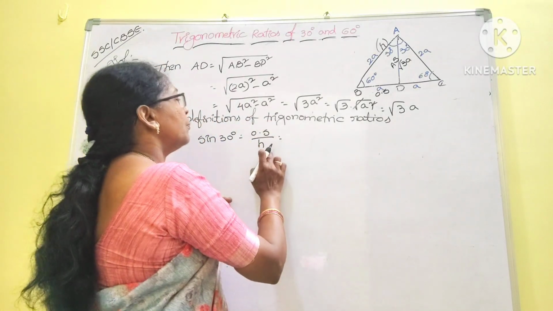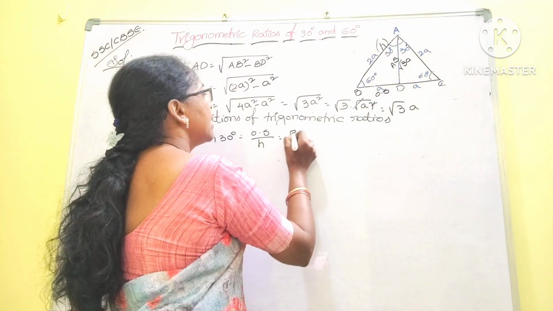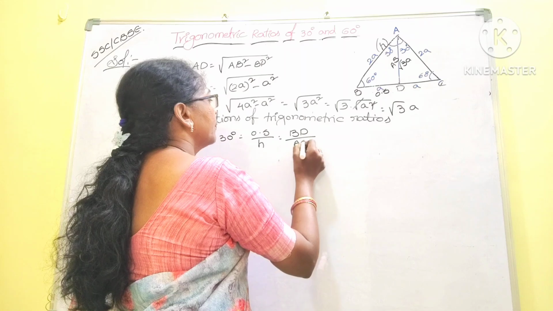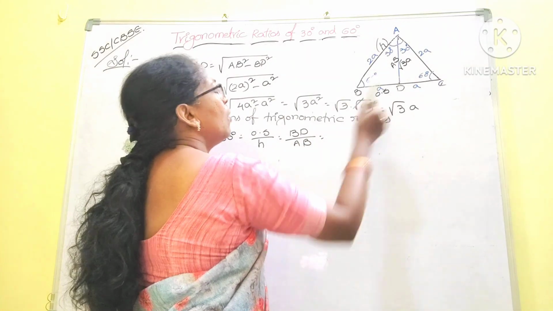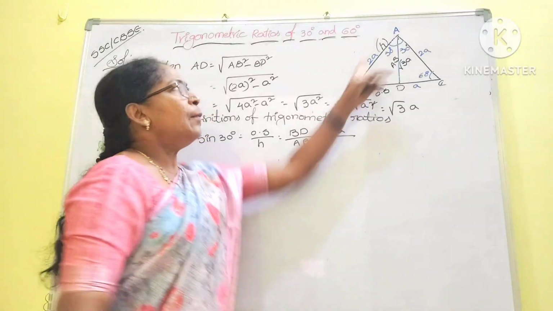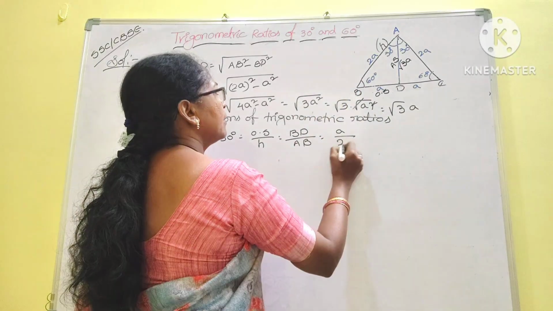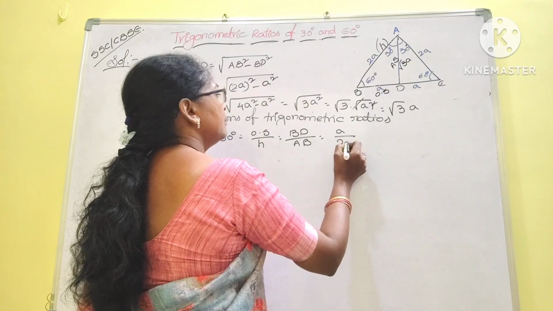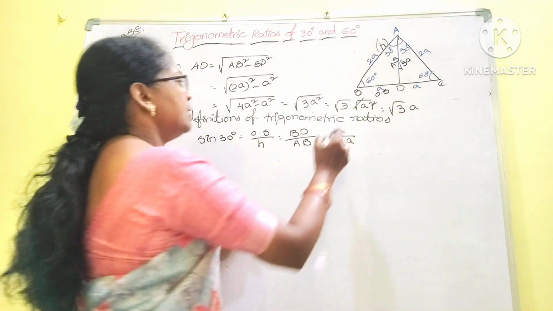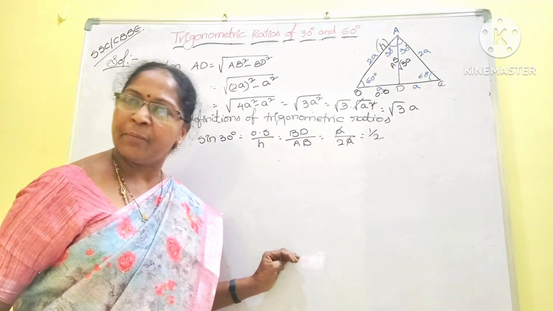Now opposite side by hypotenuse. Which is the opposite side? BD is the opposite side. You write BD by hypotenuse AB, where BD equals A and the hypotenuse equals 2A. Now here A and A cancel, and that value equals 1 by 2.